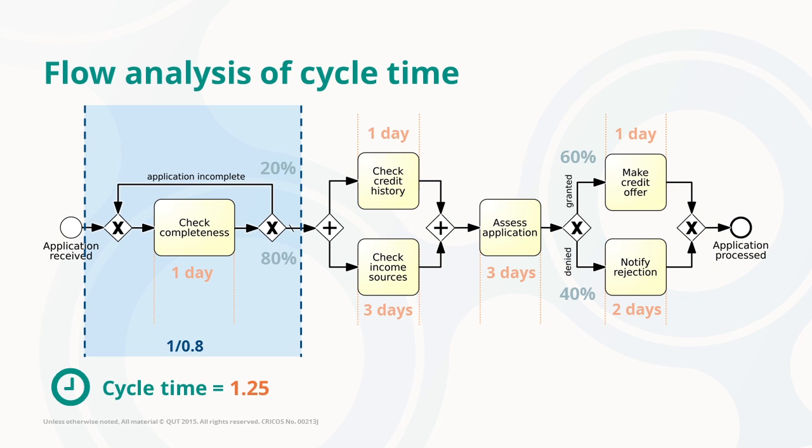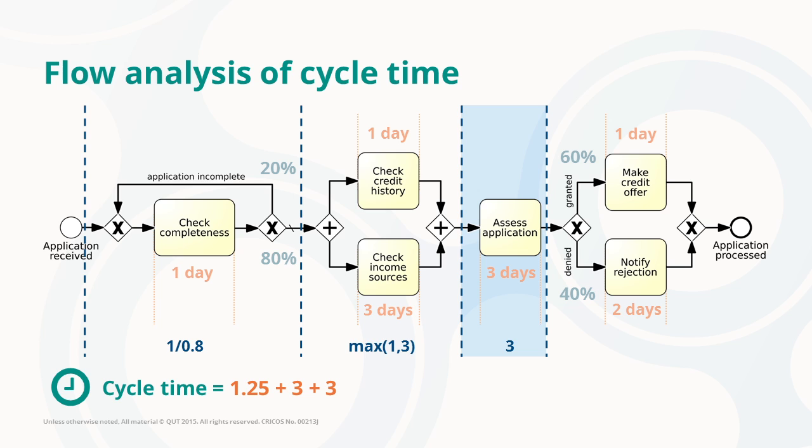The first one will be the cycle time of the body of the loop, 1, divided by the probability of exiting the rework loop, 0.8. The second one is a parallel path block, and therefore the cycle time of the entire block is the maximum of the different branches. In this case it will be 3. Then I have a simple activity, assess application, with a cycle time of 3 days. That is the cycle time of that block.